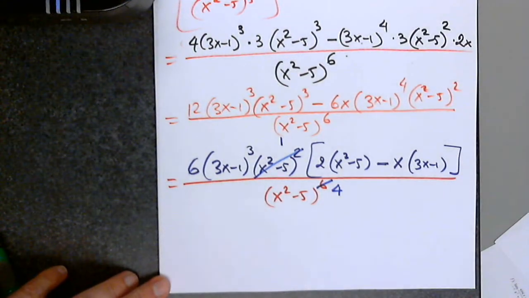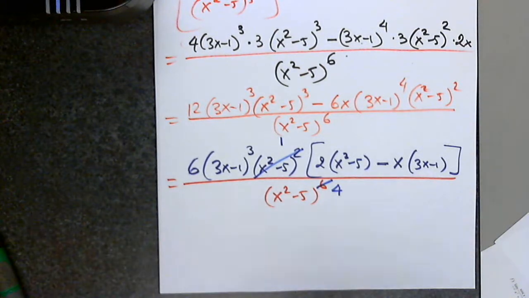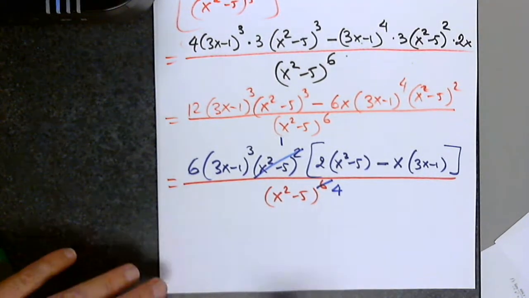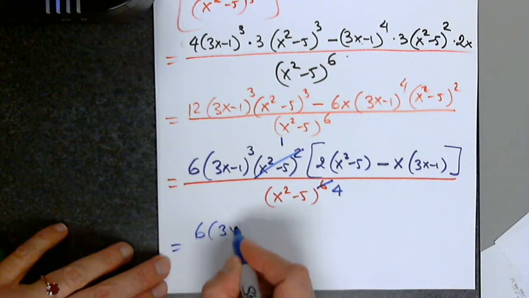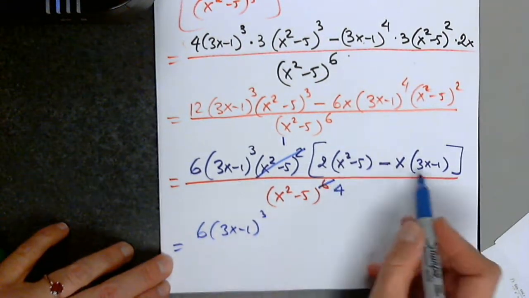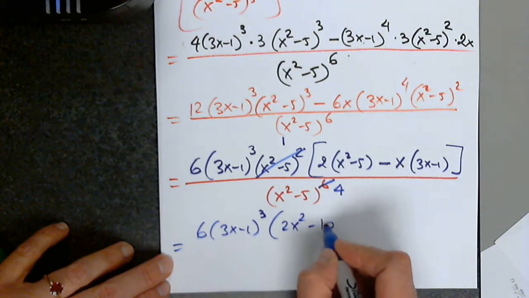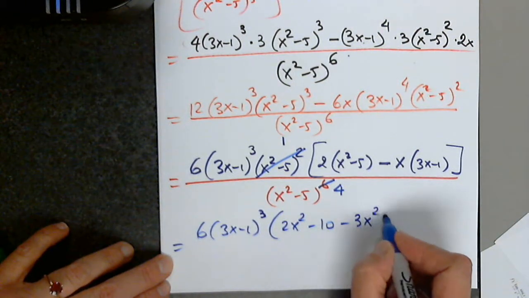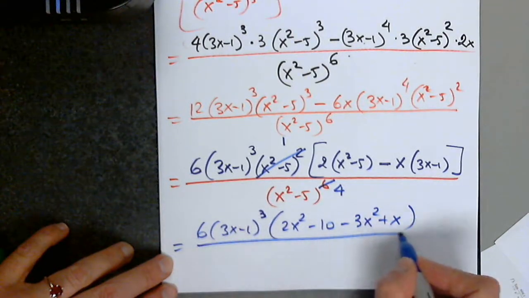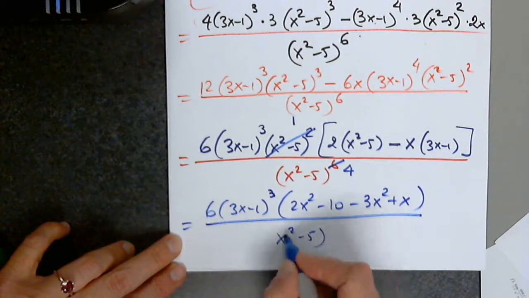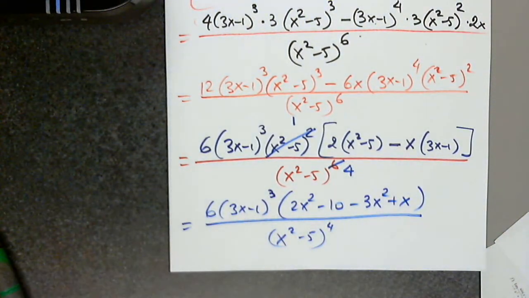You remember these problems, Ben, from pre-calc? Those handouts, that's what they're for. So this is 6, 3x minus 1 to the third, and now I have to distribute here: 2x squared minus 10 minus 3x squared plus x. That's what we did in pre-calc for this.